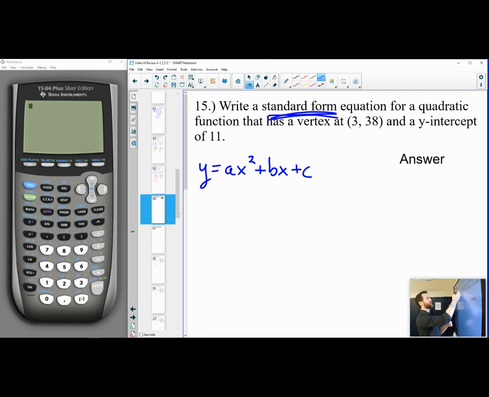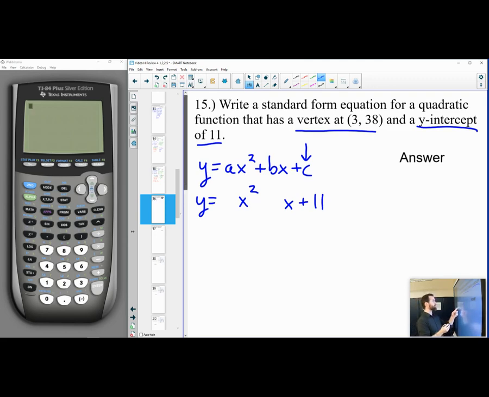And let's look at the clues they're giving us. They're giving us the vertex, which is (3, 38), and they're giving us the y-intercept of 11. We're going to need both of these clues to complete this problem. I would actually start with the y-intercept because remember, one of the big advantages of standard form is that c is always the y-intercept. So right away, we can just put y equals. I'm going to leave some space here for my final answer. We know c will be plus 11. Right, so now we just have to find a and b.